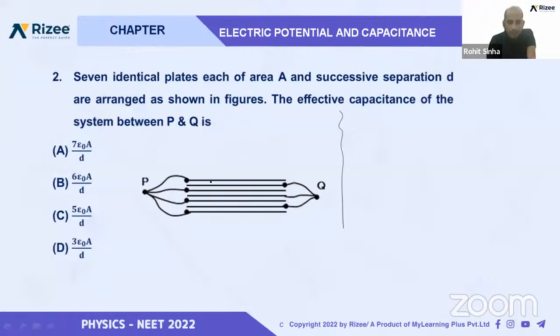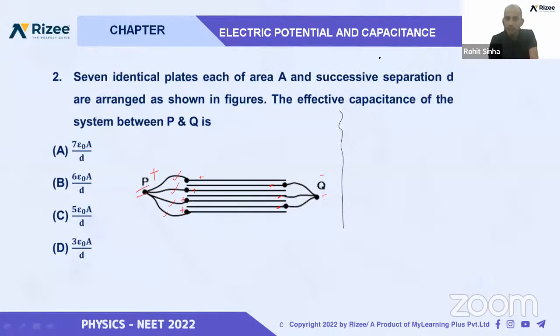Let me see. We see here that 4 points are connected through P. It is not given which is positive and which is negative, but no matter. If we assume this as positive and this as negative, then this is a positive plate, this is a positive plate, and this is positive. This one is a negative plate, this one is a negative plate, and this one is a negative plate.